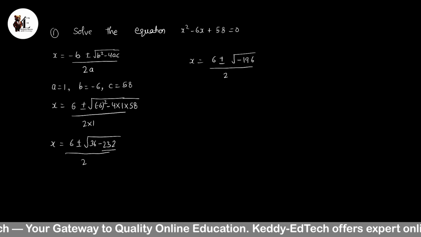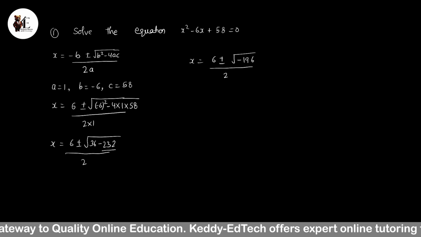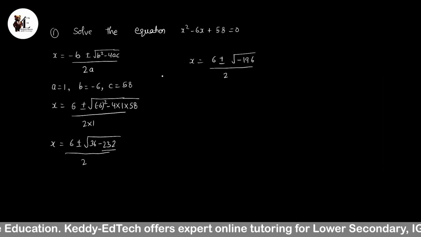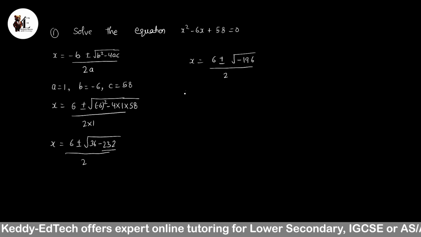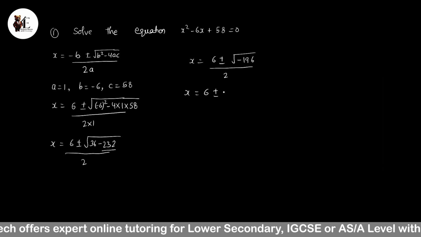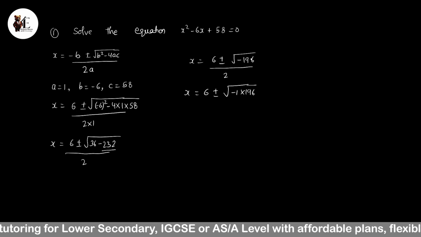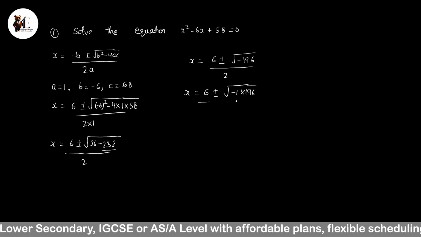But in this question, it is written that you have to solve the equation, and it is a part of the complex number. So now you have to solve this. As I told you, I can write this as 6 plus minus the square root of negative 1 into 196. It will not make any difference. It is the same over 2.